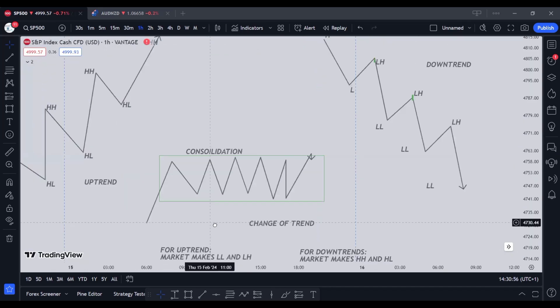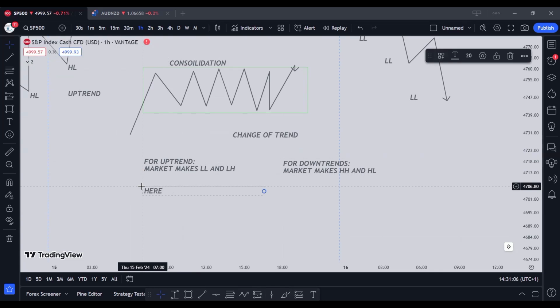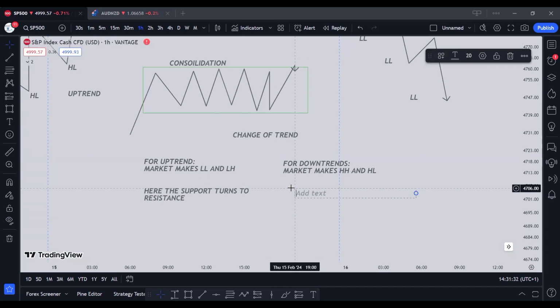Now, here's where the support and resistance comes into play. In this uptrend, the support turns to resistance. And for downtrend to change to uptrend, the resistance turns to support. I will explain.